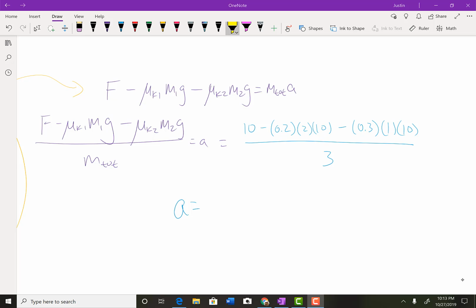Well, let's see. That's going to be 0.2 multiplied by 10, which is about 2, multiplied by 2 here. So that's going to be 4. And then here is basically 10 times 0.3, which is 3. So it's going to be 10 minus 4 minus 3, which is 3, divided by 3. So I should get an acceleration of 1 meter per second squared.